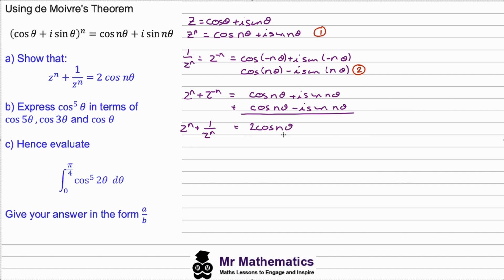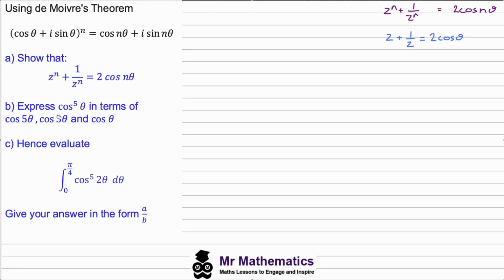And then if we consider a special case when n equals 1, we'll have z to the 1 plus 1 over z. This will equal, letting this n equal 1, 2 cos theta. So it's really useful to have it when n is 1 and when n is any general number, okay? We'll use each of these as we work through question B.